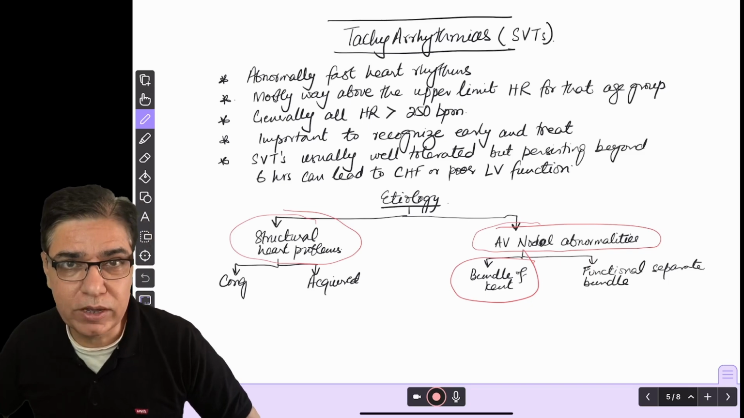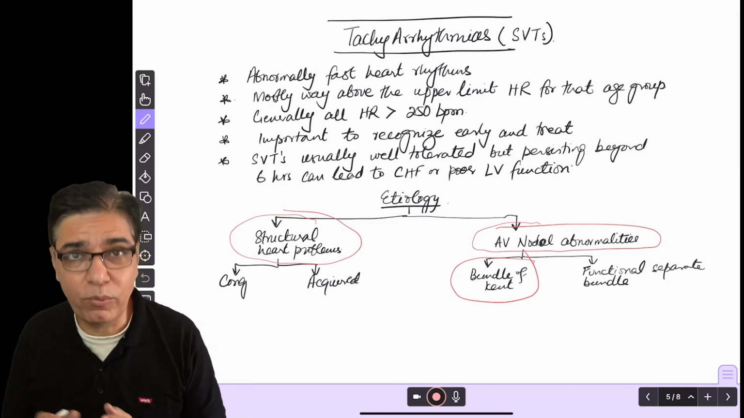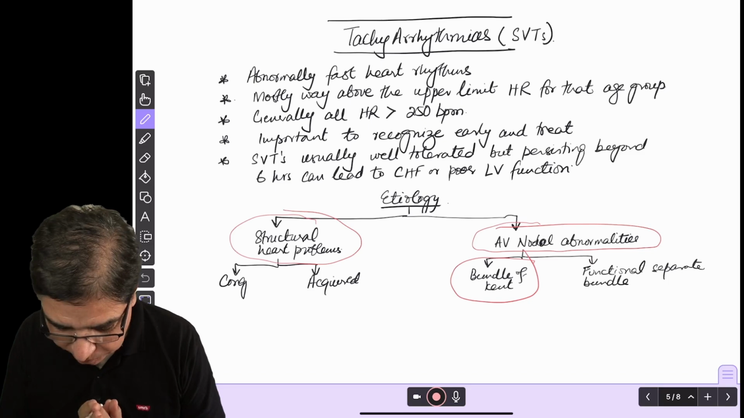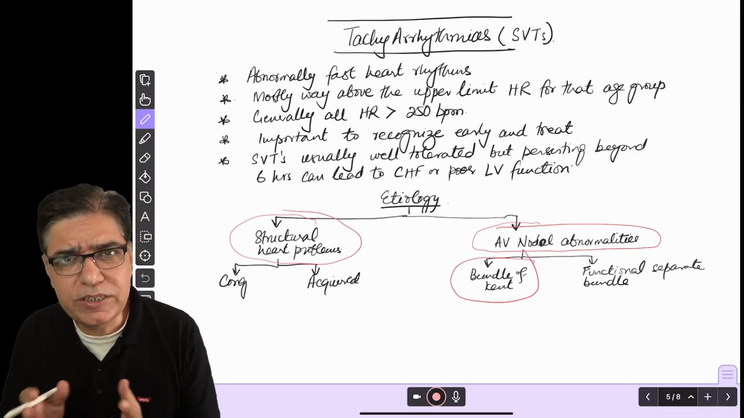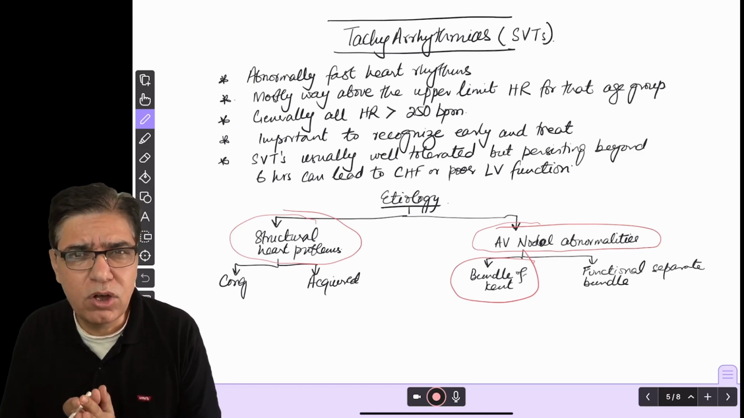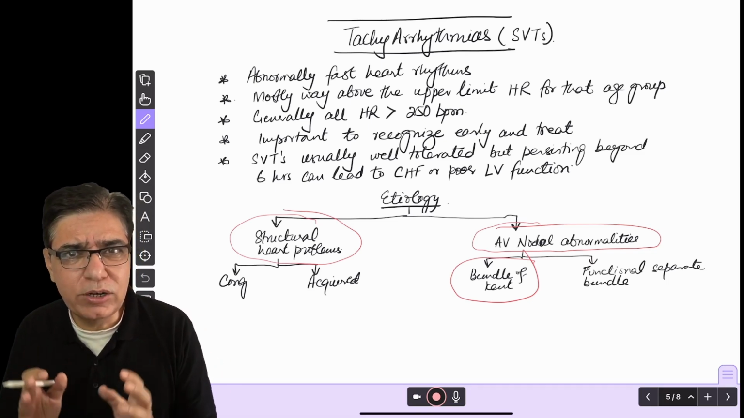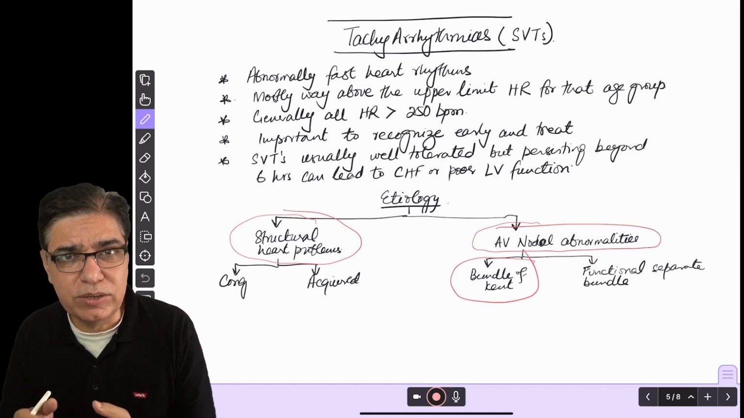Today we will be talking about tachyarrhythmias, and especially in tachyarrhythmias the focus of this talk would be on supraventricular tachycardias, or SVTs as we call them. So let me start with the definition. SVTs as a part of tachyarrhythmias are not that common in pediatric practice, but once in a while you do come across these children who would be suffering from this condition.